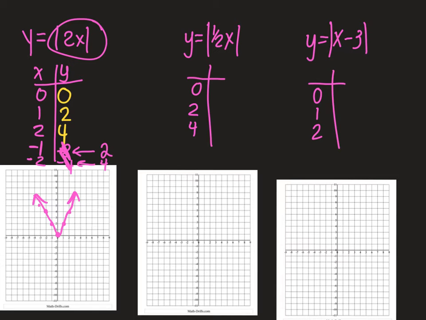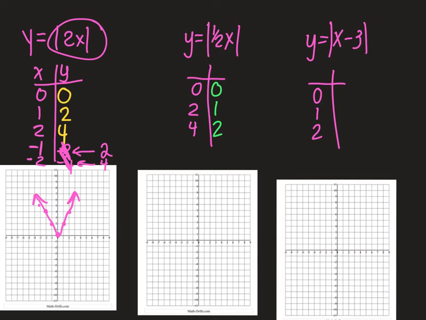Okay, let's do a fraction. Now if a whole number makes it skinnier, I think I know what this fraction is going to do, but let's see if what I'm thinking is right. So I picked 0, 2, and 4 because they're easy to cut in half. Half of nothing is nothing. Half of 2. Half of 4.